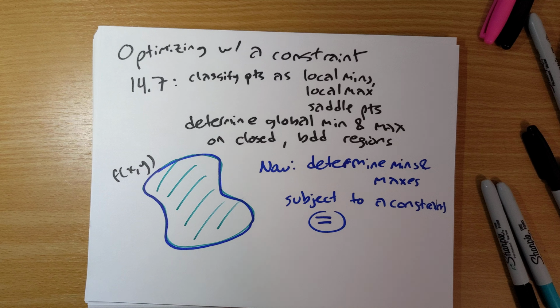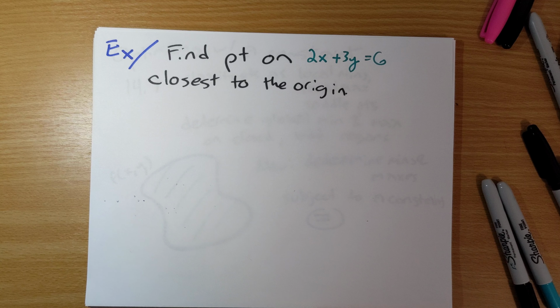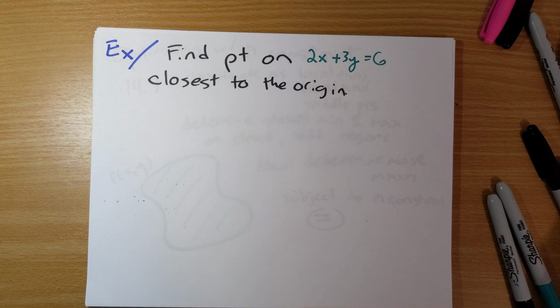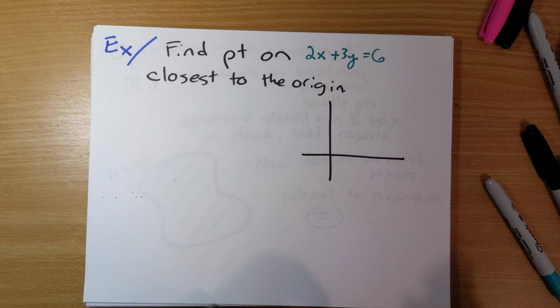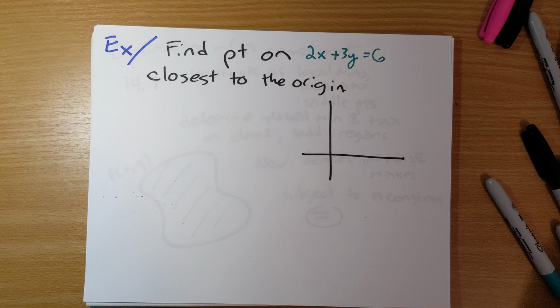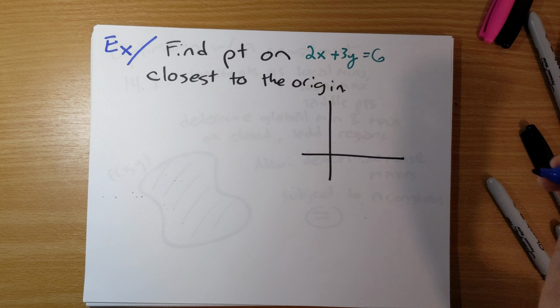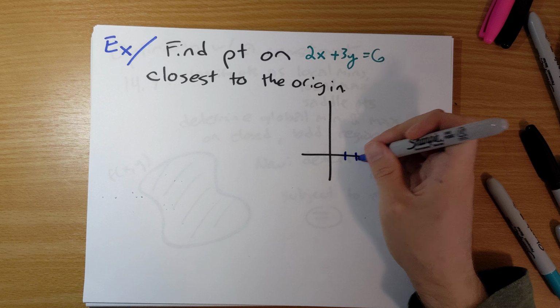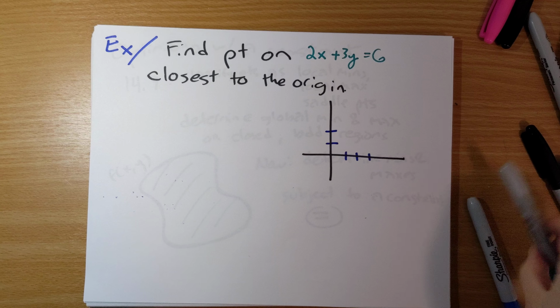So let's do a warm-up example that will illustrate what's going on here. Find the point on the line 2x plus 3y is equal to 6 that's closest to the origin. Okay, so what is going on here? The line 2x plus 3y is equal to 6. When y is 0, x is 3. When x is 0, y is 2.